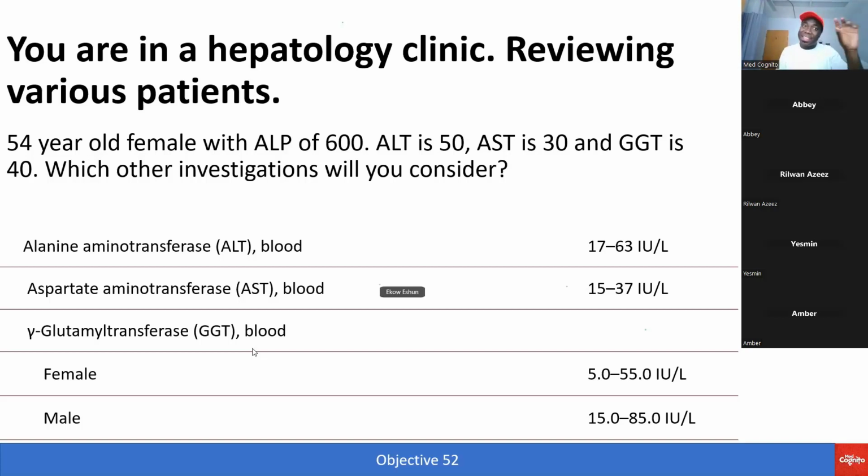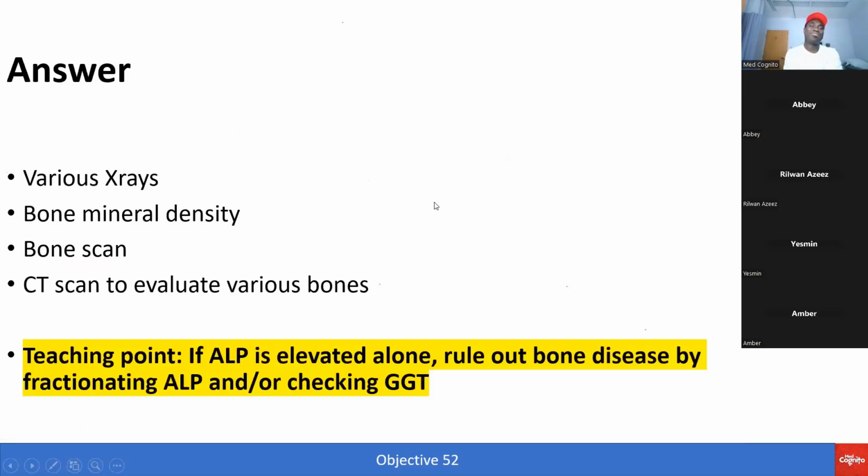So you see, this question is very critical. ALP is bone, and ALP is the only one increased. GGT is normal. Therefore, this patient does not have actual liver disease, even though the liver function test ALP is abnormal. This patient has a bone disease. Paget's disease of the bone? Yes, a bone disease of a sort, and you have to do various x-rays, bone mineral density, bone scan, CT scan to evaluate various bones. So the teaching point is this: if ALP is elevated alone, rule out bone disease.